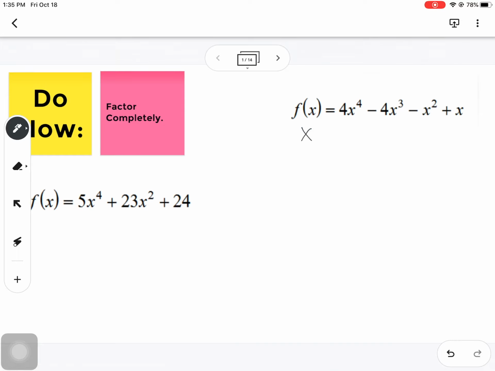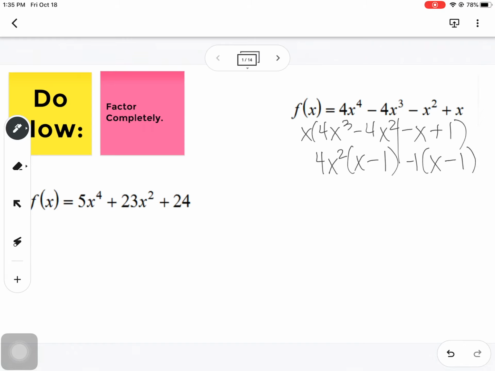So I'm going to pull out an x, and then it's 4x cubed minus 4x squared minus x plus 1. And then since it's 4 terms, we can factor by grouping. So I can pull out a 4x squared, and this will be x minus 1. On the back, I can pull out a negative 1, and it will be x minus 1 as well. So when I first factor this, I have an x from my GCF, I have 4x squared minus 1, and I have an x minus 1.